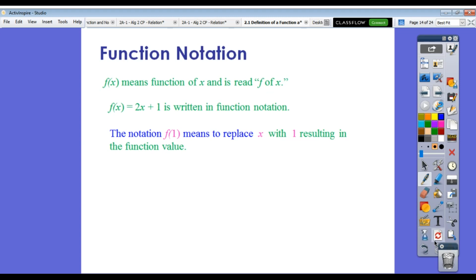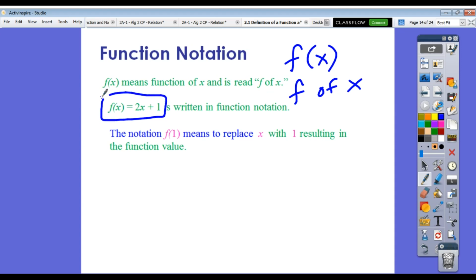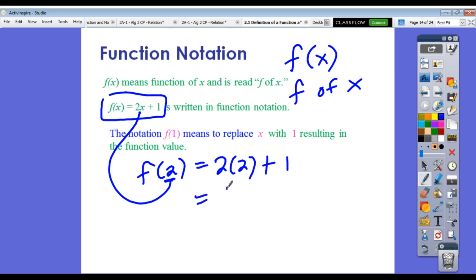All right, function notation. f(x) means function of x and is read as f of x. So if you see it like this, it's not f parenthesis x, it's read as f of x. So this one here will be read as f of x is equal to 2x plus 1. The notation f(1) means to replace the x with 1. So if I have f(2), I'm going to change the x in the function to 2. So this will be 2 times 2, which is 4, plus 1, which gives us 5. So f(2) is equal to 5.